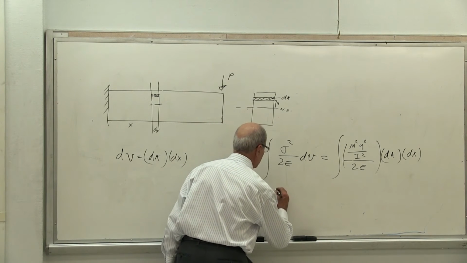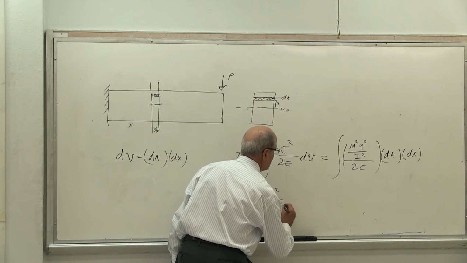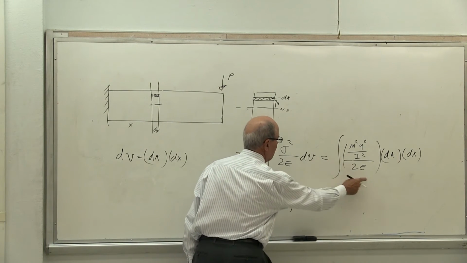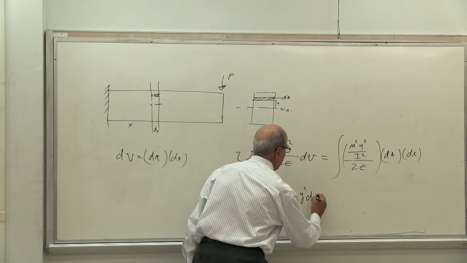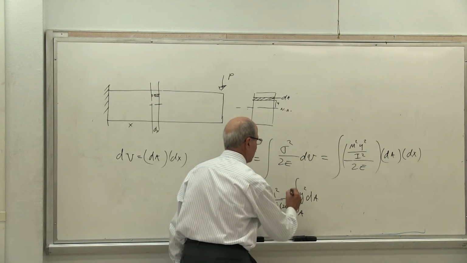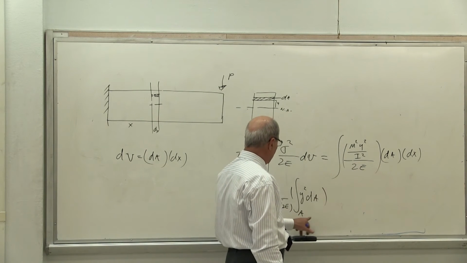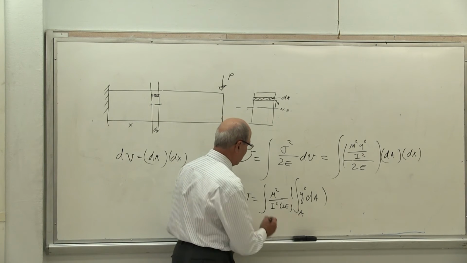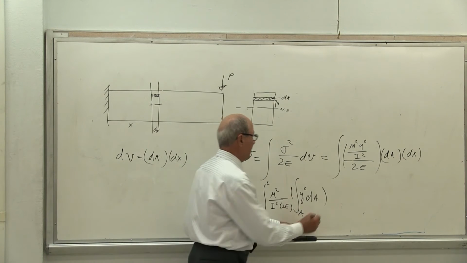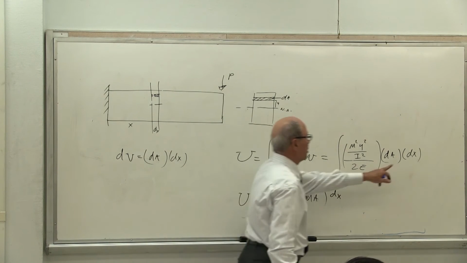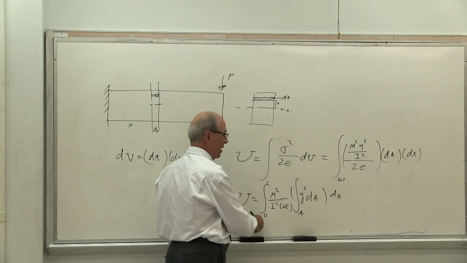Integral of m squared divided by I squared times 2E, and then y squared dA integrated over the area. This is one formula. Y squared dA, because I have to go over the volume, is x and A, and this one will be 0 to L for the x part. Then we have dx left there. I separate the area and the length.